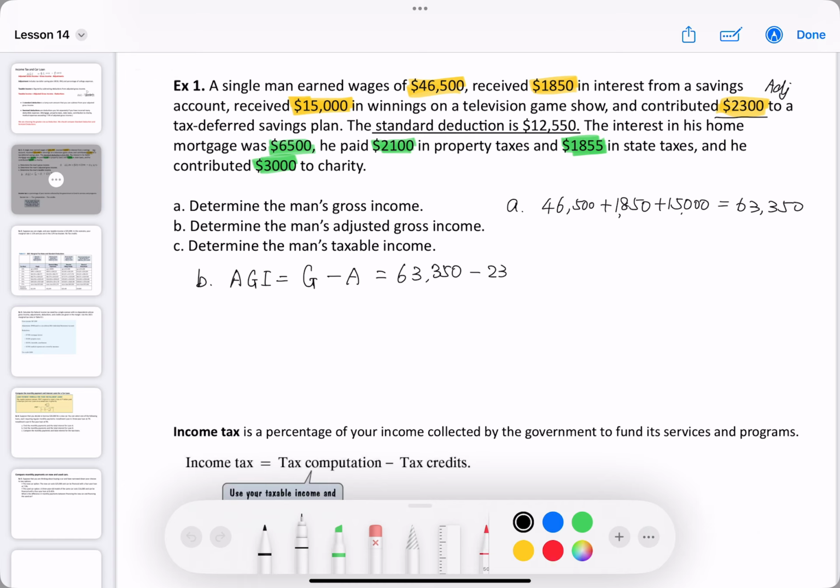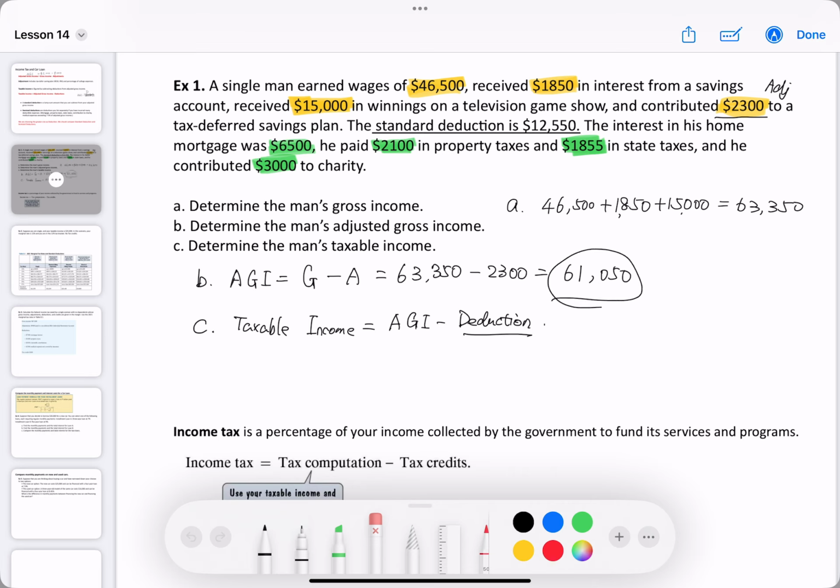So 63,350 minus 2,300, and then we can use a calculator to find it is 61,050. And part C is looking for the taxable income. What is the formula of taxable income? I'm using the AGI minus deductions. And AGI is coming from the previous step.